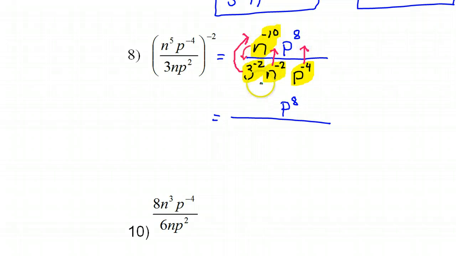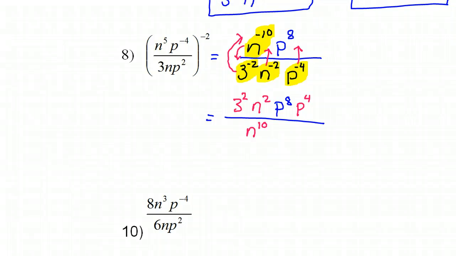So, okay, let's start with the n. This n to the 10th power is going to come down. So I'll have n to the 10th power. This goes up, so I'm going to have 3 to the positive 2 power up there. This is going to go up, so I will have n squared, and this is going to go up, so I will have p to the 4th power up there. So obviously everything you see here in pink just moved. These three things are now up here, positive powers. This one guy is now down here. So now we just clean it up, and that should be our final answer.